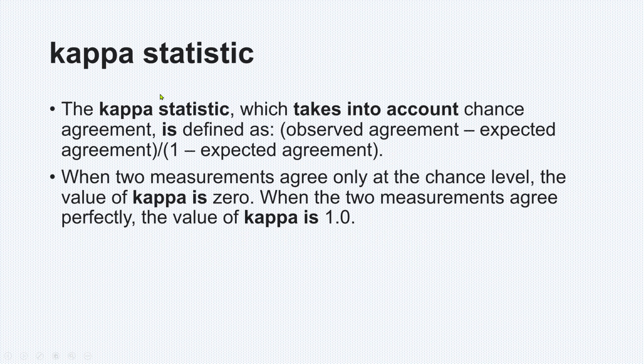And as we said, the kappa statistic takes into account the chance agreement, and is defined as observed agreement minus expected agreement, divided by 1 minus expected agreement. So when two measures agree only at a chance level, the value of kappa is 0. When the two measurements agree perfectly, the value of kappa is 1.0.